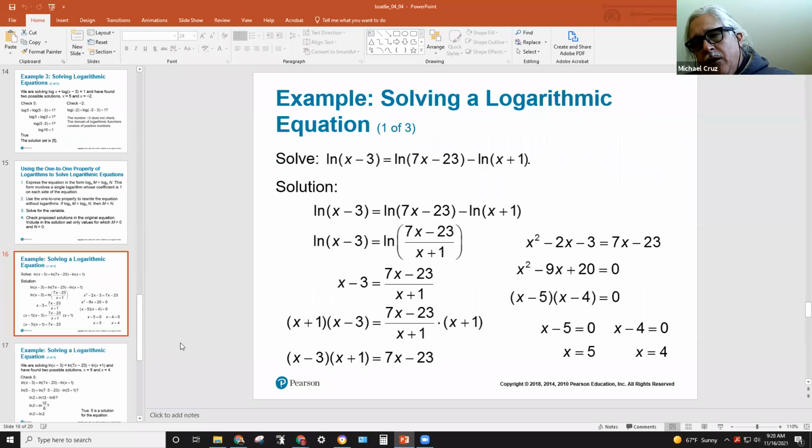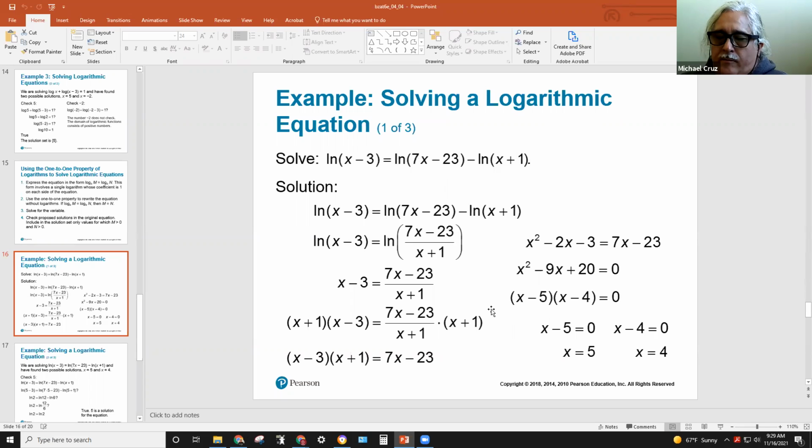All right, so ln of x minus 3 is equal to ln of 7x minus 23 minus ln of x plus 1. So again, if we can condense, then we do it. This side can be condensed into one natural logarithm because they're the same logarithm, which means the same base. And so this is negative, so it's 7x minus 23 over x plus 1 written as 1 exponent.